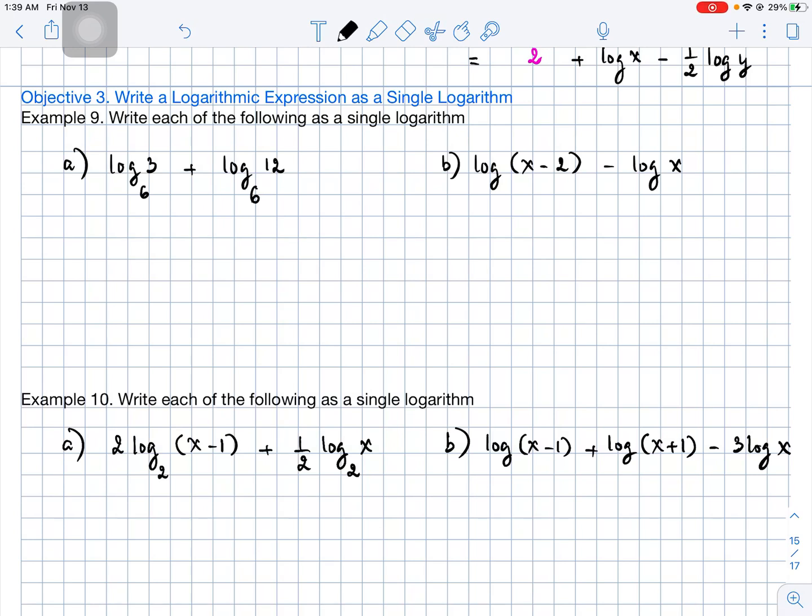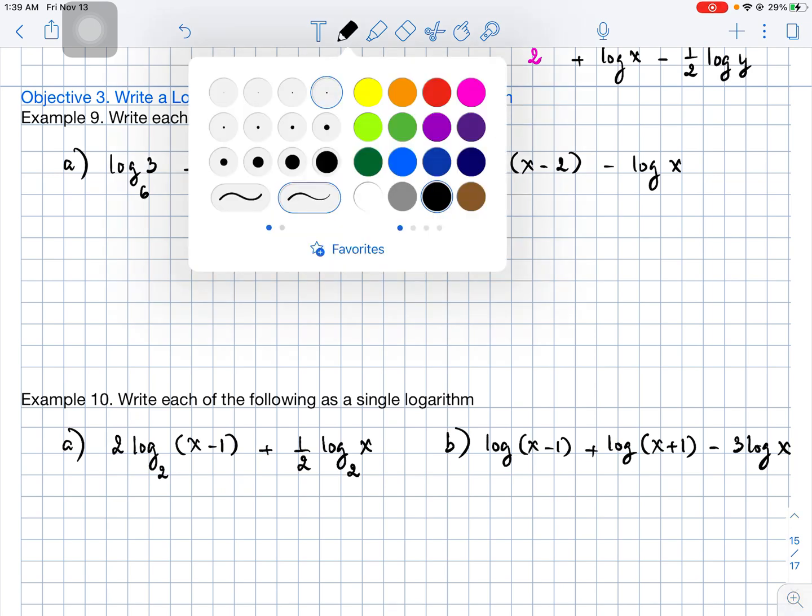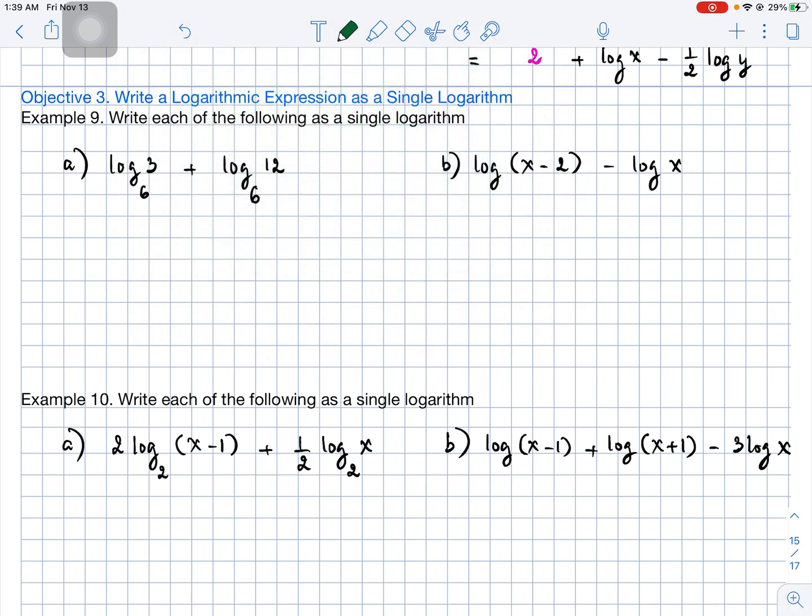Objective number 3. Write a log expression as a single log. Example 9. In part A, we want to combine them so that we can get a single log. We record the product rule and the quotient rule. So if we have log base 8 of m times n, then we will separate them. We will get the two logs with the plus in between.